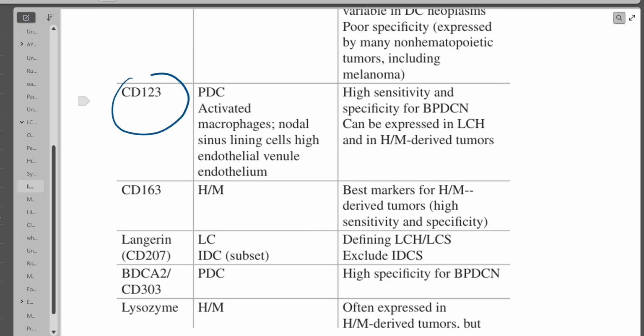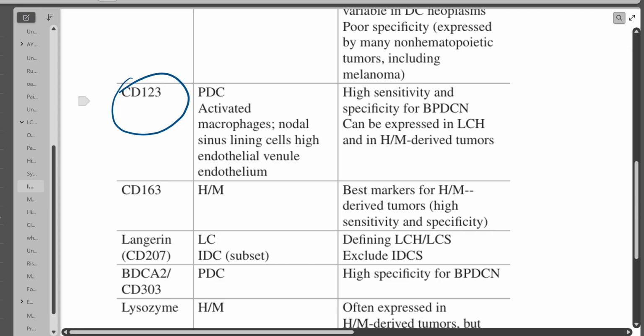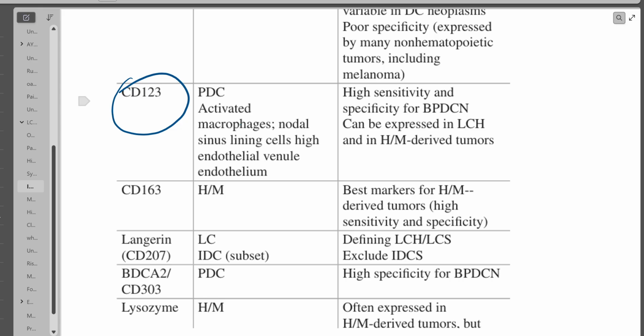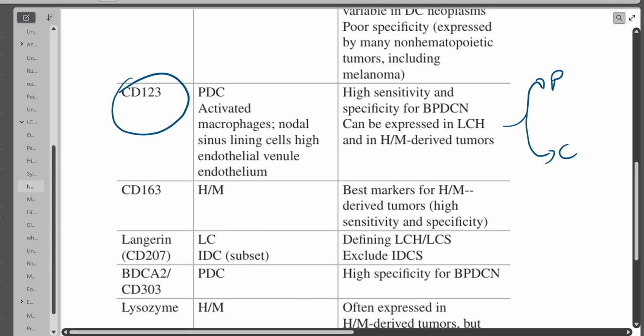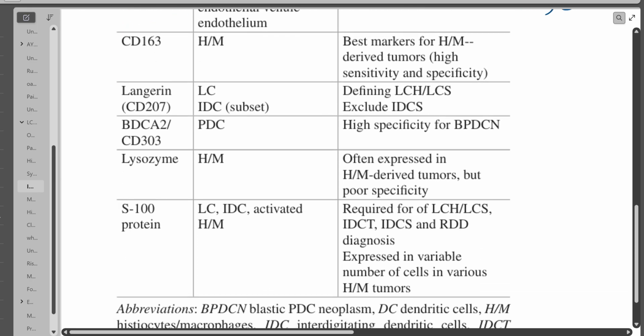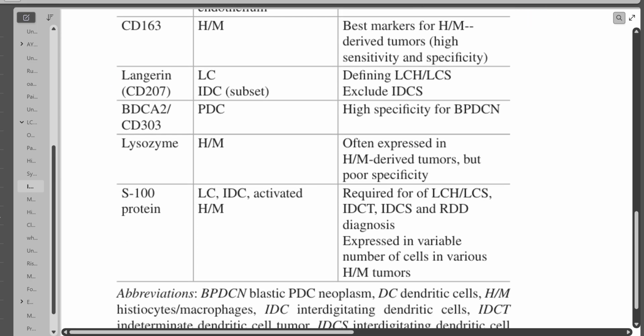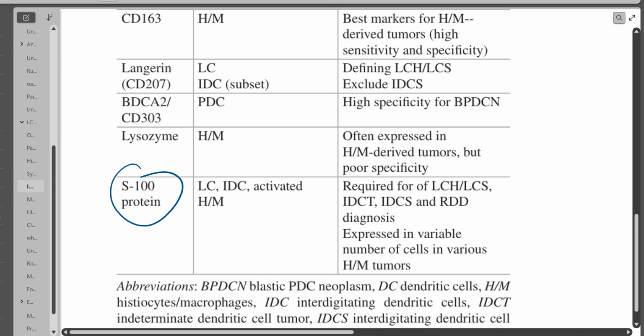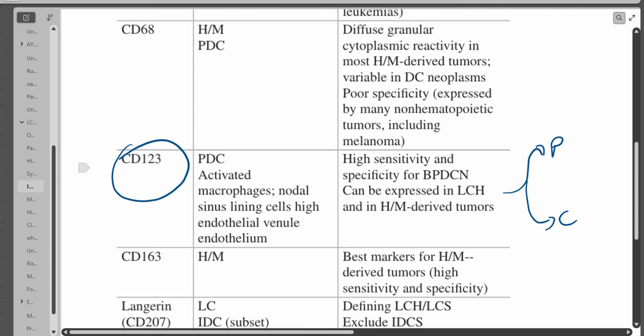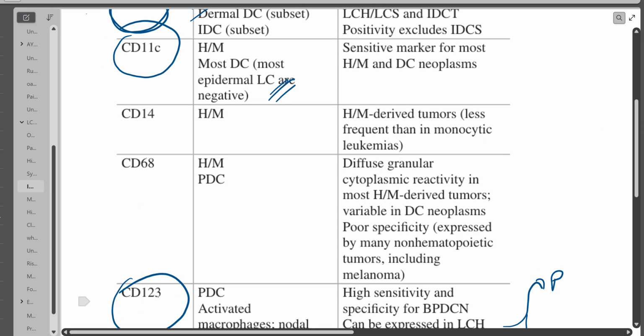CD123 is positive in activated macrophages. That's why an activated macrophage could be, there were two types I told you, right? Plasmacytoid or the classical one, macrophage. So if it is the plasmacytoid, then you'll have CD123 positive. Okay, so S100 is very specific for Langerhans, and this is how you would approach the IHC as well.